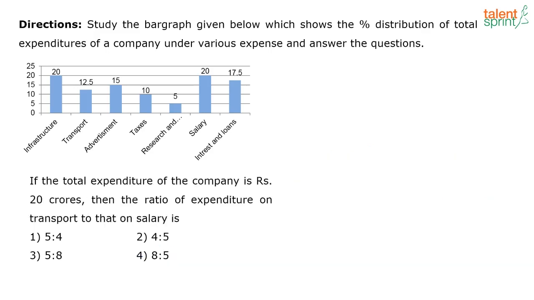Next one. Let us solve it. So what is given? If the total expenditure of the company is 20 crores, then the ratio of expenditure on transport to that on salary is dash. Very easy. Expenditure on transport is what? 12.5. Expenditure on salary is 20. So find out the ratio between these two, that's all. So you have 125 is to 200. Again 25 goes in both. You can write this as 5 is to 8. That is option 3.